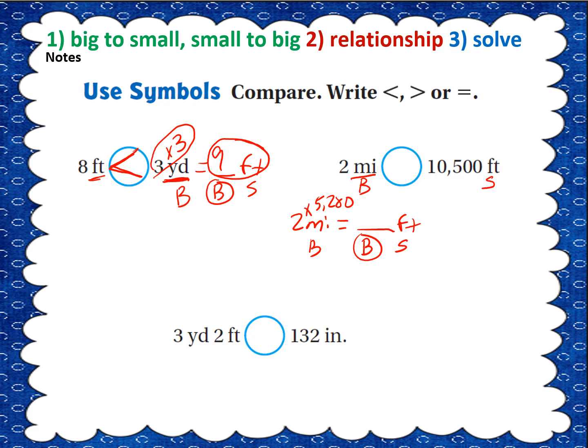So if I double that, 5,280 times 2, I get 10,560. So 10,560 is greater than 10,500.